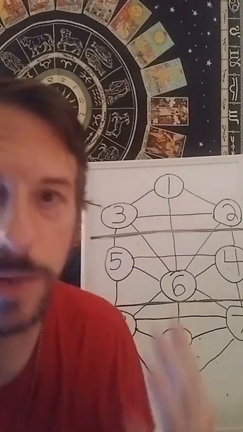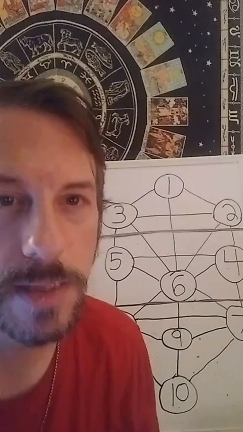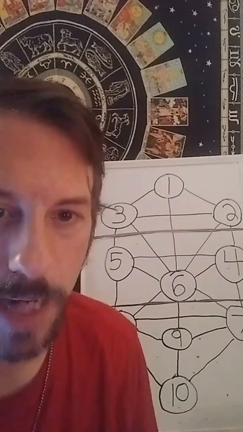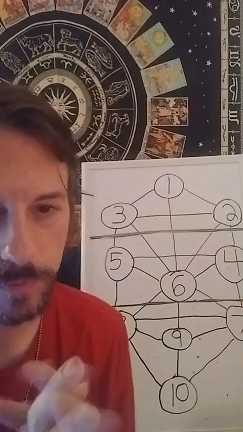Going up the tree or the ladder is the path of mysticism. Coming down the tree is the path of magic, bringing things into matter. And we have both of these.